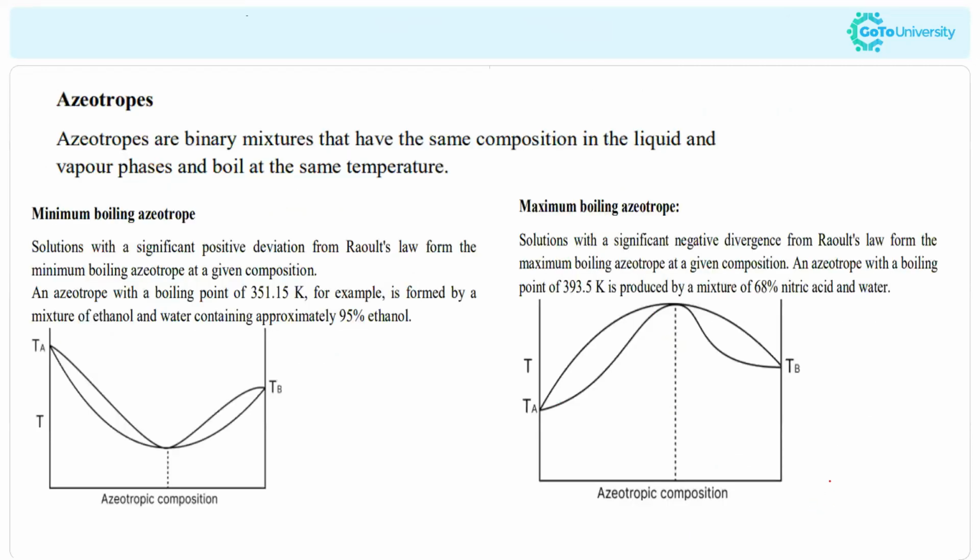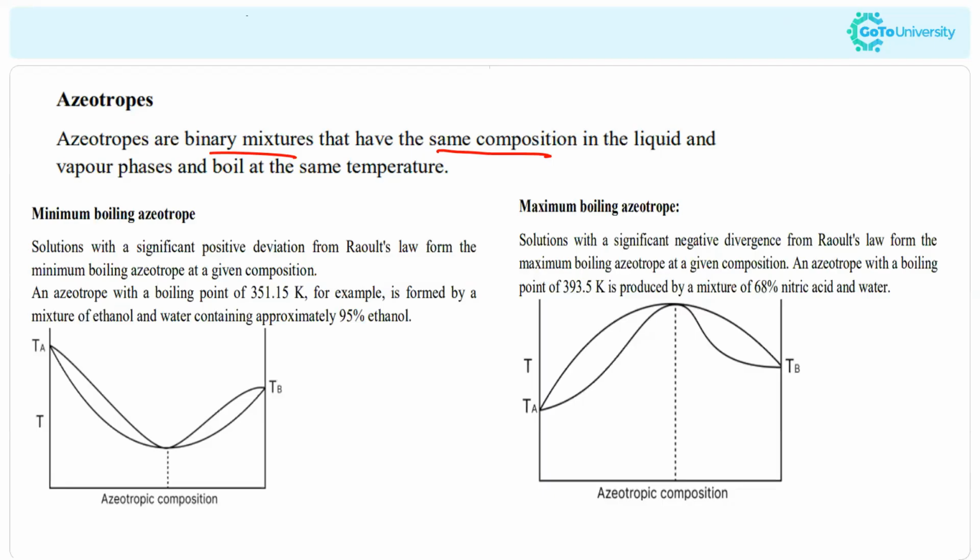Now the remaining thing here is the azeotropes. So what do you mean by azeotropic mixture? An azeotropic mixture is a binary mixture that will boil at a particular temperature, but at a particular composition only. That is important. So in NEET, they will ask those kinds of questions as well. Which among the following is an example for an azeotrope? So azeotropic mixtures boil at a particular temperature at a particular composition.